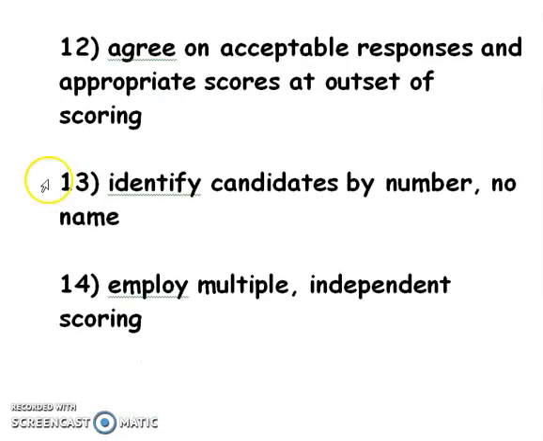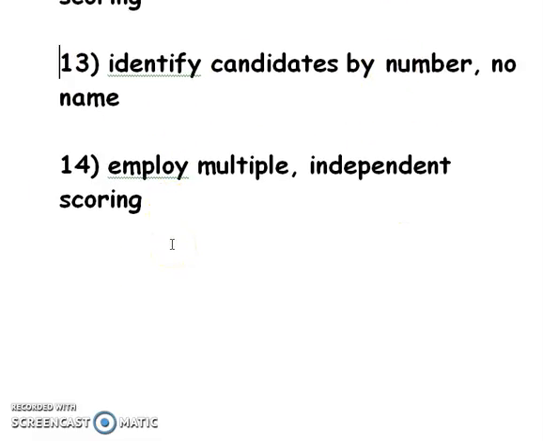13, make your tests anonymous. You're not supposed to know the name of the student. Otherwise, you say, oh, this one should get a high grade, or I don't like that one. So it has to be identification by number, not name. And finally, employ multiple independent scoring. Each test should be independent of the other test.